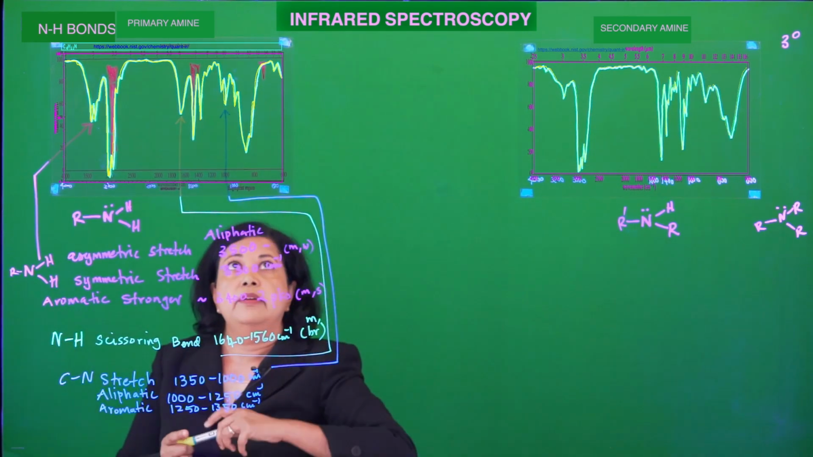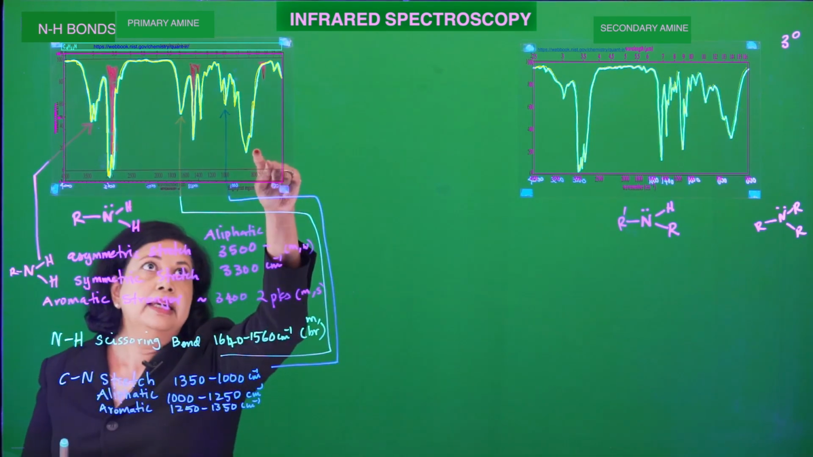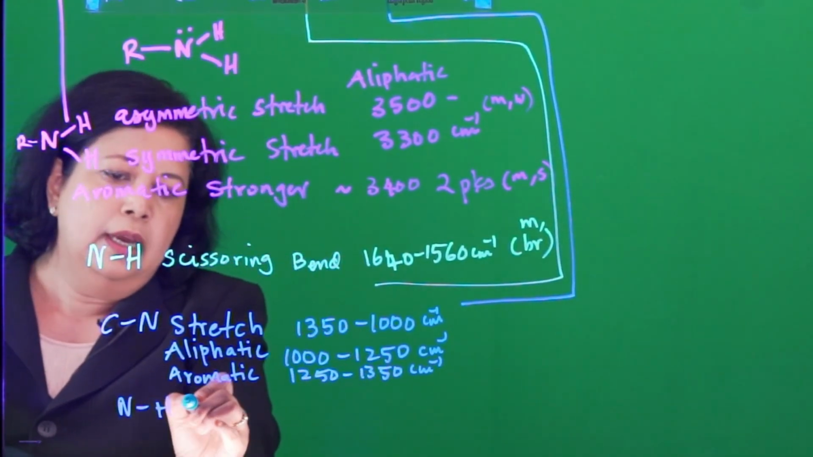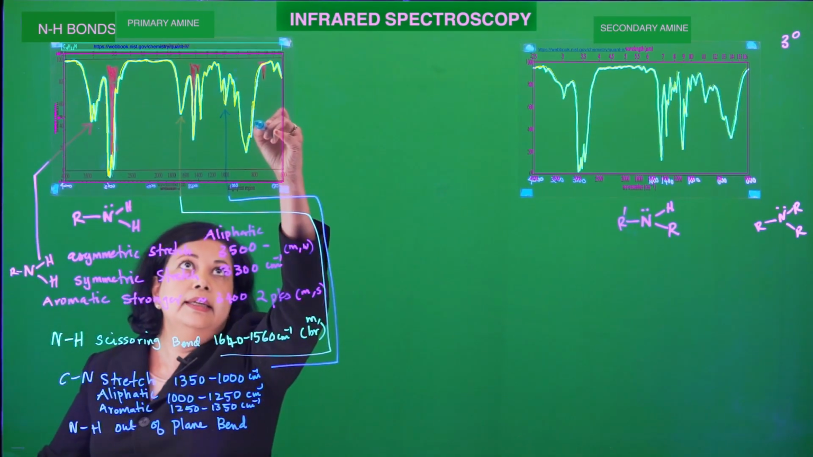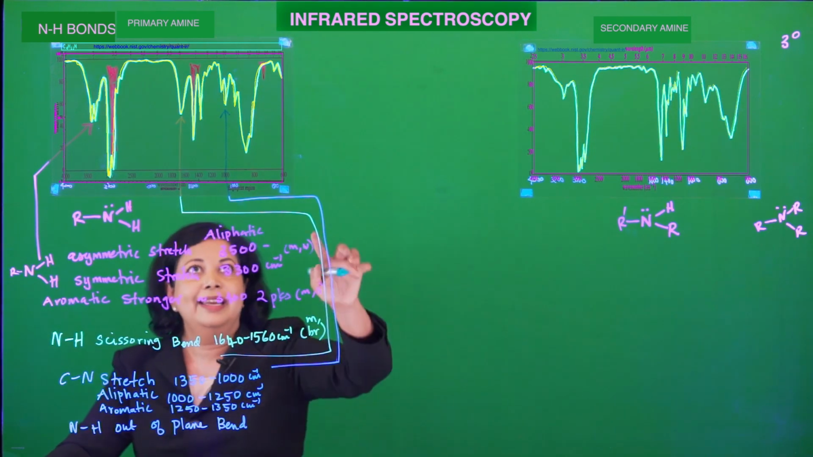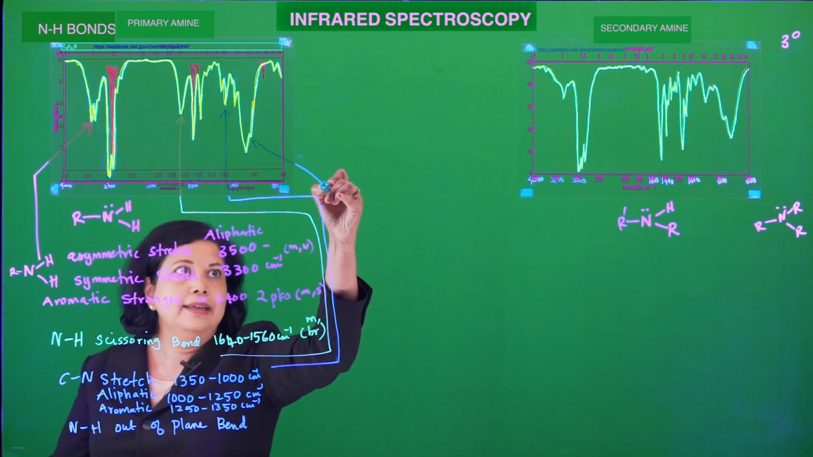Now we do see a very large peak here, and this is about 800. Around 800 you have the NH out of plane band. Okay, and that seems to be about here. So here's our NH out of plane band, and this is about where it is.